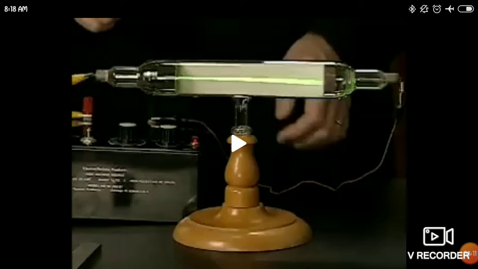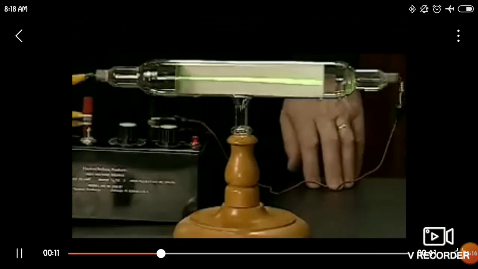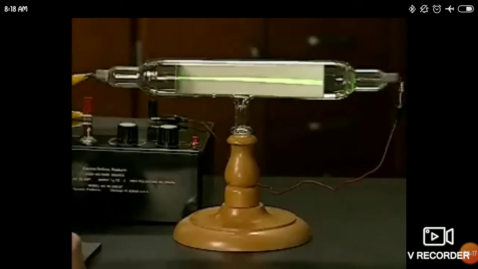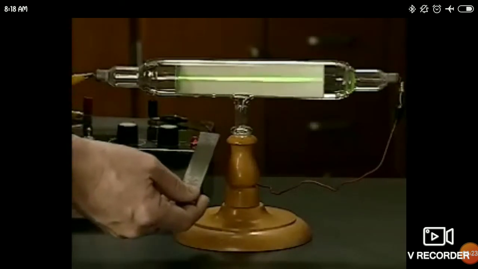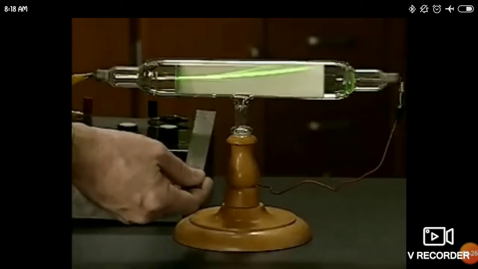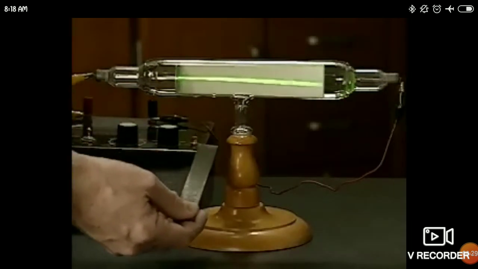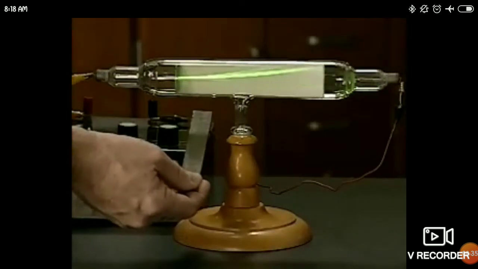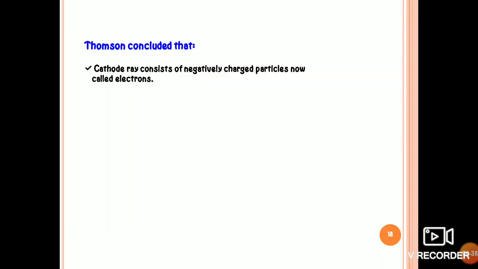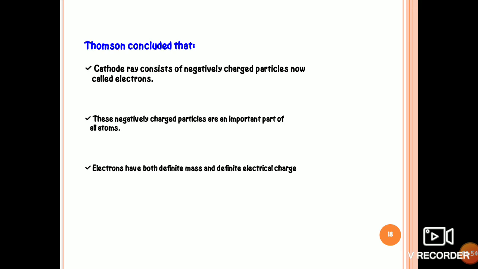Then he repeated the experiment and he brought a negatively charged rod near the beam. As he brought the rod near the beam, it got deflected. It moved away from the rod. So the cathode ray consists of negatively charged particles. Thomson concluded that the cathode ray consists of negatively charged particles, now called electrons. These negatively charged particles are an important part of all atoms. Electrons have both definite mass and definite electrical charge.